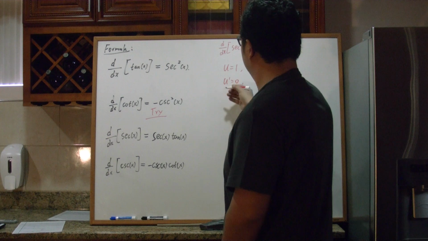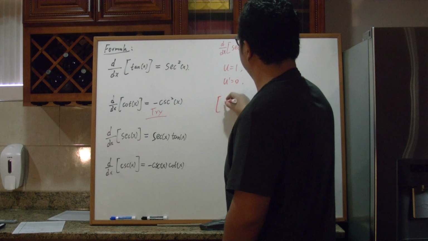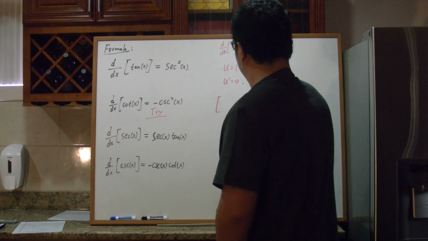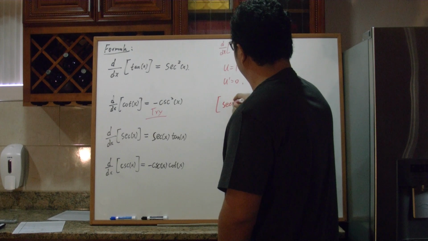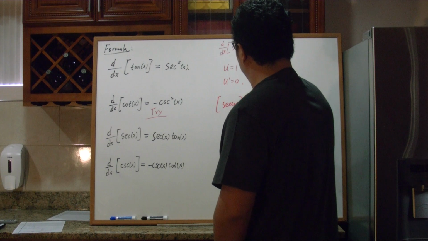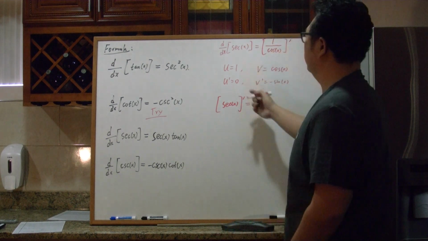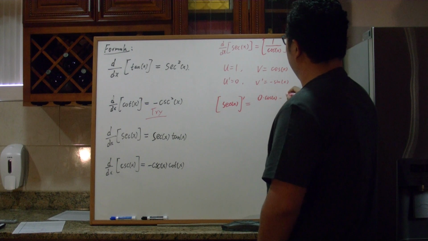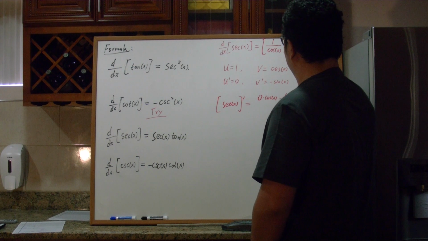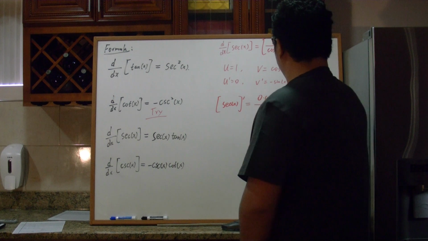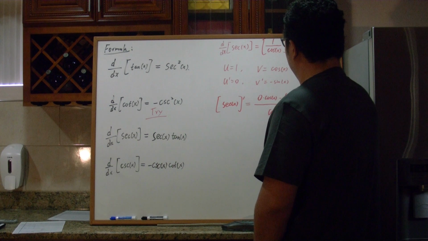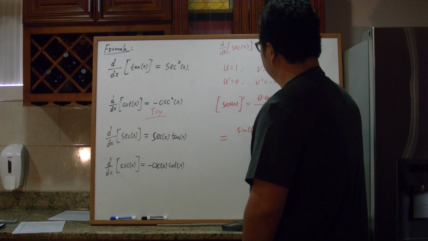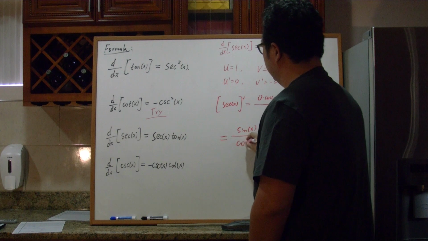Negative sign. That we get the derivative of secant is what? u prime times v minus v prime times u over the square of v. Right, what we get is sine of x over cosine square of x.